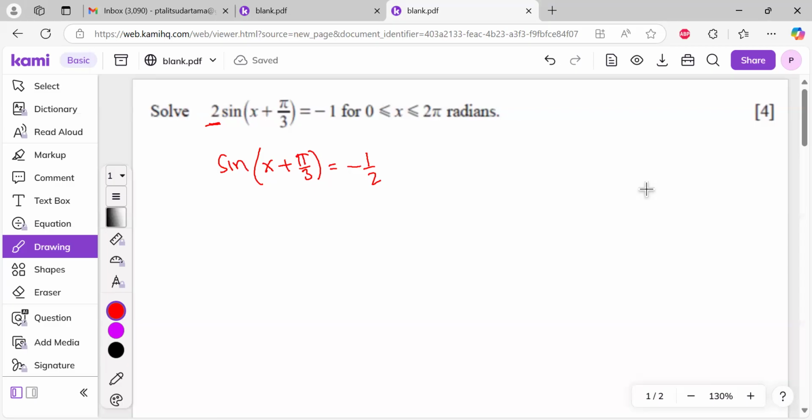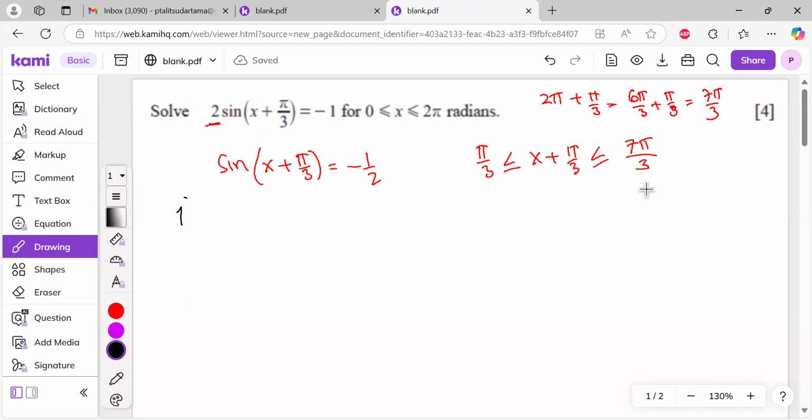In this case, we will have 0 + π/3, which equals π/3, less than or equal to x + π/3, less than or equal to 2π + π/3. Let me do it separately here. 2π + π/3, and when we make the same denominator, that will become 6π/3 + π/3, which equals 7π/3. So this will be our new interval. Okay, is it clear?